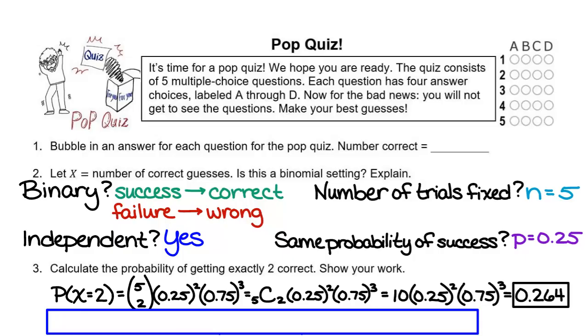It's independent because since you didn't know what the questions were, your chance of getting question 2 right did not depend at all on whether or not you got question 1 right.